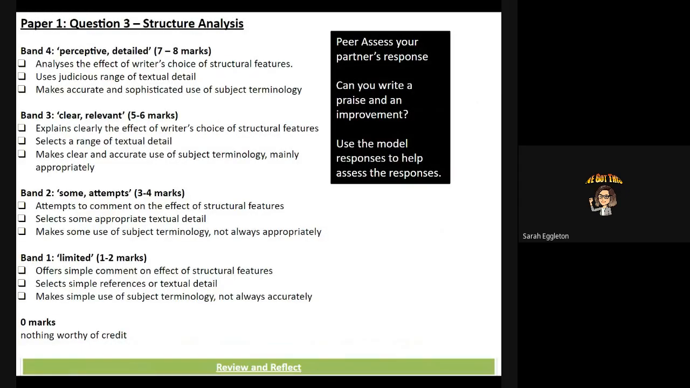Okay, how did you get on? Here is your mark scheme. It is very, very similar to the mark scheme for question 2.